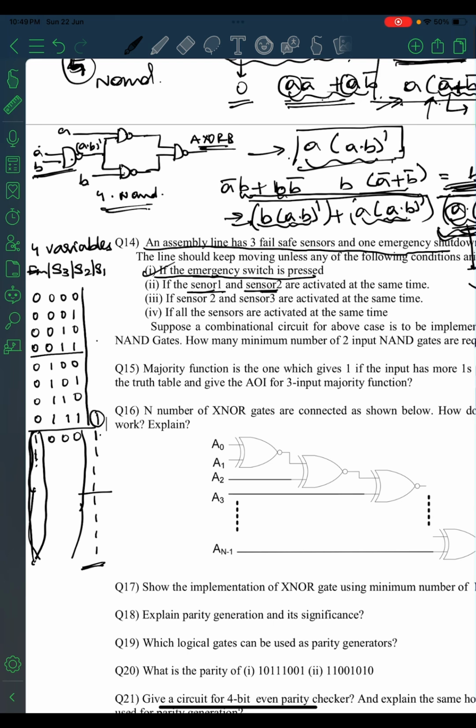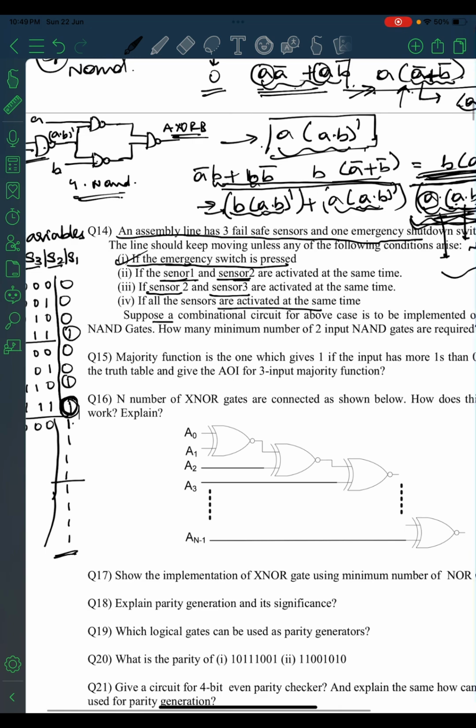This one it is 1 and this one it is 1. If sensor 2 and sensor 3 are activated at the same time, this case is again coming. If all the sensors are activated at the same time, it is already there. So these are the cases where the sensor will be activated and the remaining it is 0.